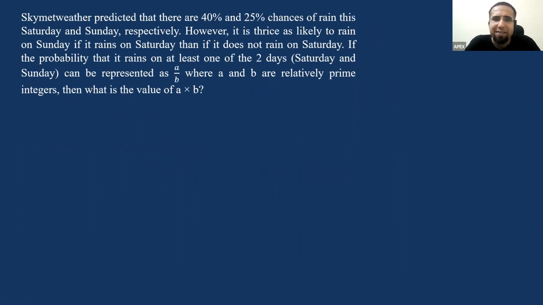Now comes the next question. The minute I see the first sentence is talking about percentage. Clear? But when I read this question, however, it is thrice as likely to rain on Sunday if it is raining on Saturday and so on. And if I read the question statement, the probability that it rains on at least one of the 2 days is given to us, right? Now, since probability is a topic which we are yet to discuss in the class, I'm sure none of you would have been confident in this.